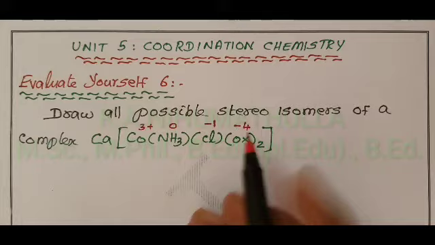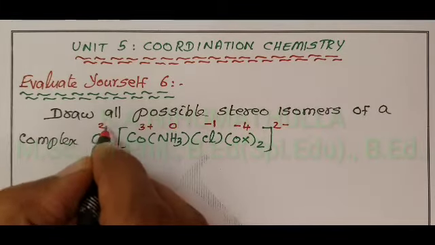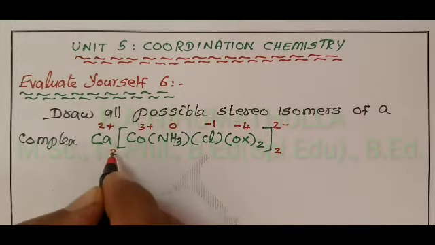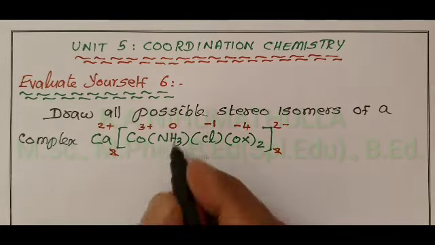When we add all these charges, we will get 2 minus on the complex. Calcium is 2 plus. This 2 is here, that 2 is there, the 2 get cancelled. Therefore, this is the correct molecular formula of the given complex. Before drawing all possible isomers, now I write the IUPAC name of this complex.